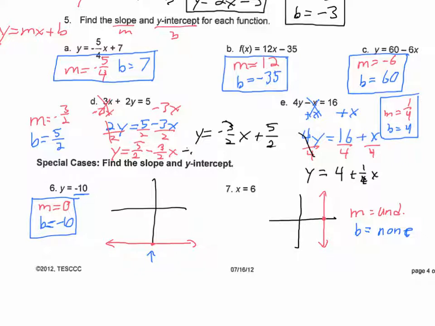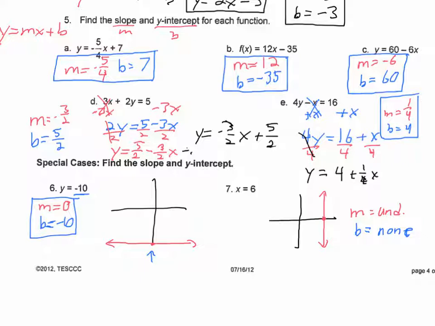So a vertical line has a lot of special properties. Its slope is undefined. It doesn't exist. And its y-intercept doesn't exist. It never touches the y-axis. The horizontal line is pretty easy. Slope is 0. The y-intercept is whatever number is right there. The vertical line is one of those things you just have to memorize. Remember that the slope is undefined and the y-intercept doesn't exist because it never crosses the y-axis.